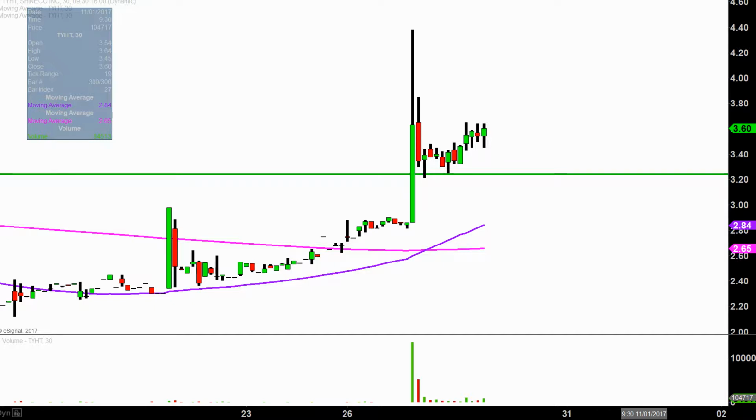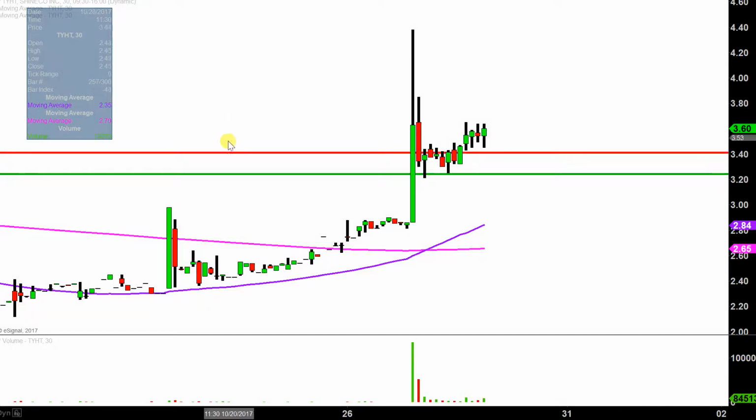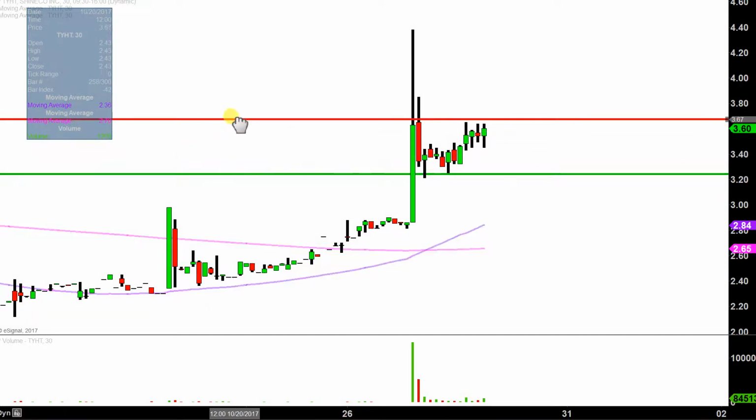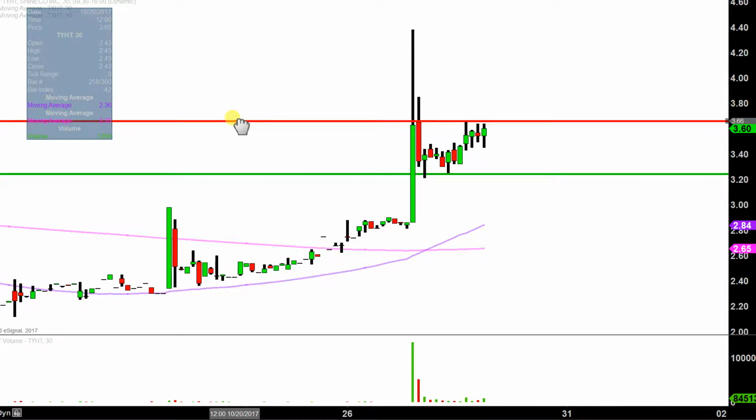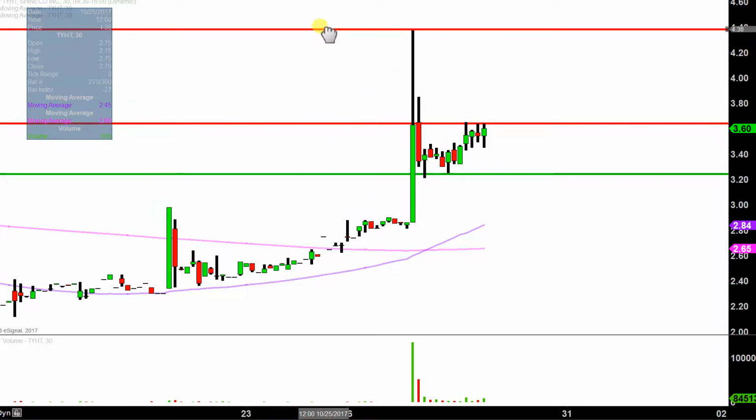What about areas of resistance? Initial area of resistance, a shorter-term one going into next week, is right there at $3.65. And then after that, things space out quite a bit. Am I saying that if $3.65 is broken, it's shooting straight up to $4.40? I'm not saying that. But technically speaking, there aren't really any other potential roadblocks at that point in time. So that'll potentially be a nice, interesting break right there.